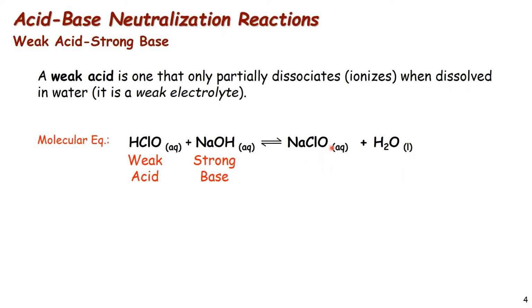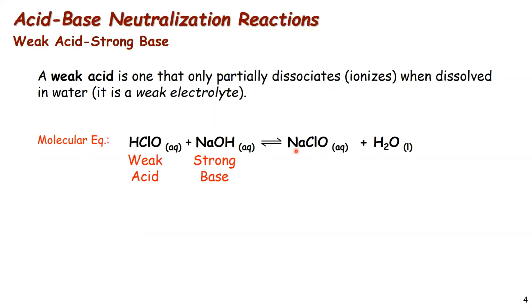So the sodium hypochlorite, well, we know it's a salt, right? It is an ionic compound. It has a metal ion and a polyatomic ion. It's not an acid. There's no H's. It's not a hydroxide. It's not a metal oxide. There's metal and oxygen, but it also has another non-metal. Therefore, it's not a metal oxide. So it's a salt.